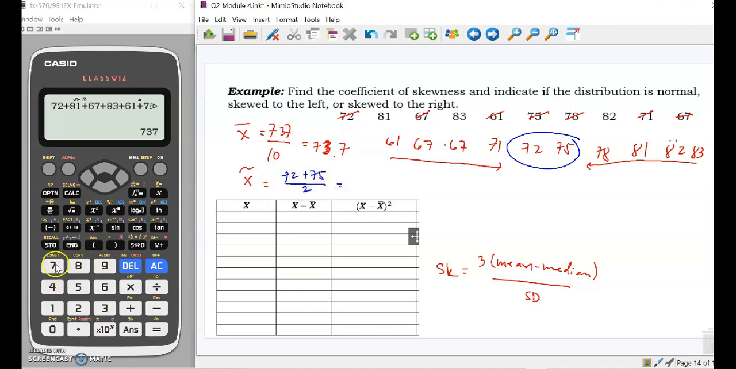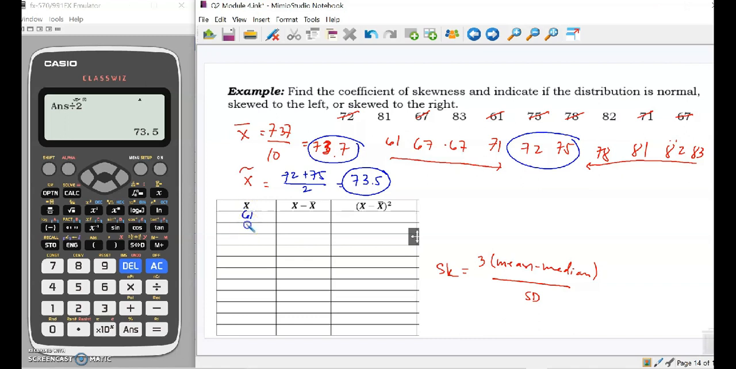Okay, let's just add 72 plus 75. I'll get the total first, then divide it by 2. That would give me 73.5. So I have a median of 73.5. I have a mean of 73.7. This time, I need to get the standard deviation. For the standard deviation, I need to write all the scores here.